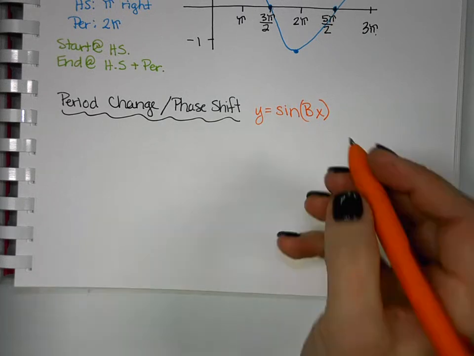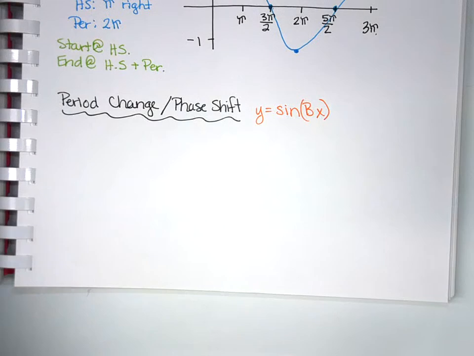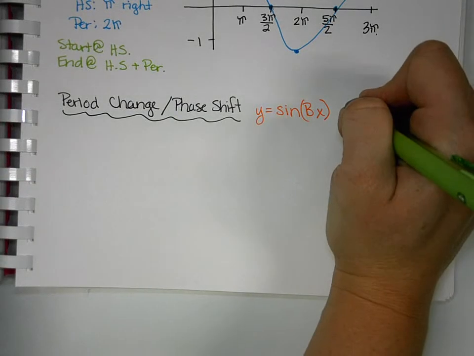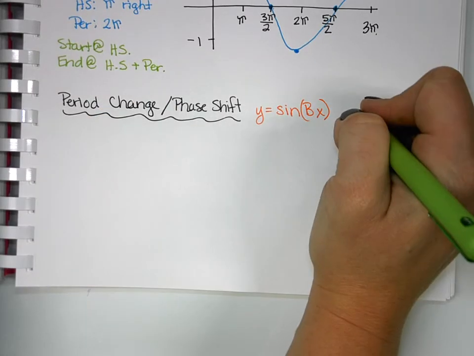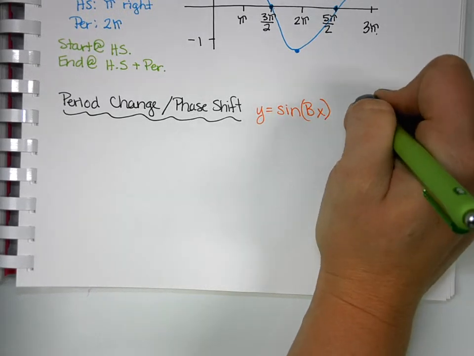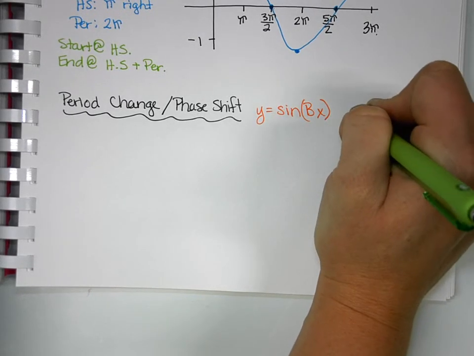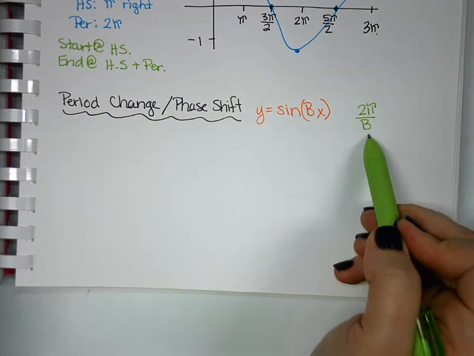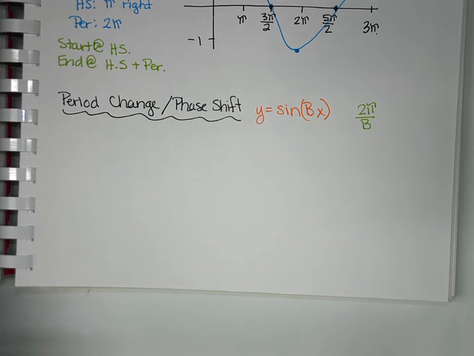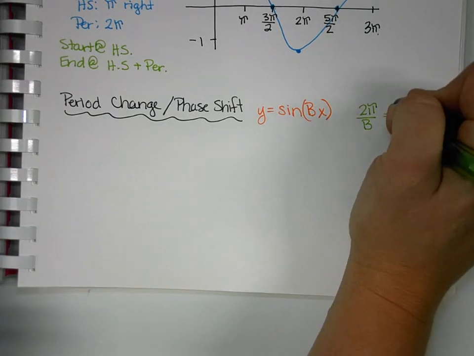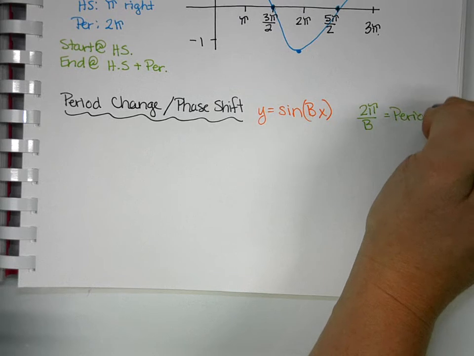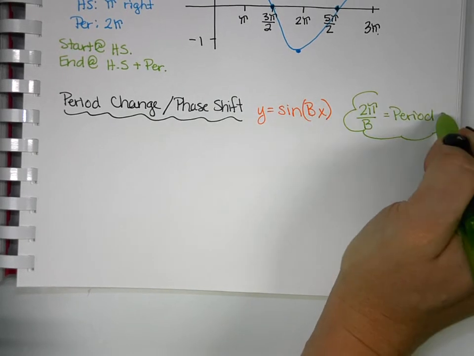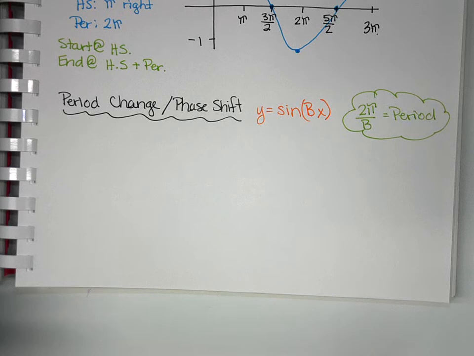So the formula for your period change is 2 pi divided by whatever you're multiplying by. So whatever the multiple is here, that's what you divide by, and that will give you your new period if it's changing. So this is your formula that you're going to use to help you determine, are you going a distance of 2 pi from start to finish, or did that distance grow, or did it shrink?